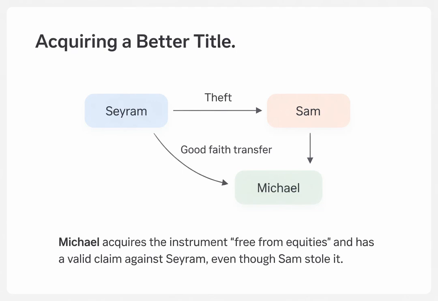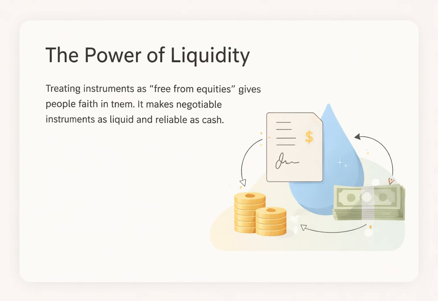Let us break down that second point with an illustration. Imagine Sam steals a promissory note from Sarum. Sam then transfers this note to Michael, who accepts it in good faith, completely unaware it was stolen. Under normal property laws, Michael would have no rights. But because this is a negotiable instrument, Michael acquires it free from equities. This means Michael gets a perfectly valid title and can claim the money from Sarum, even though Sam's title was defective.